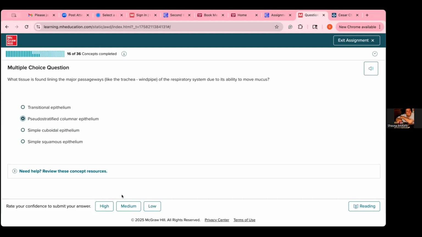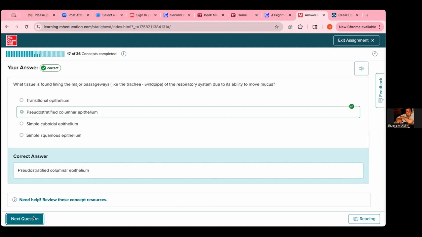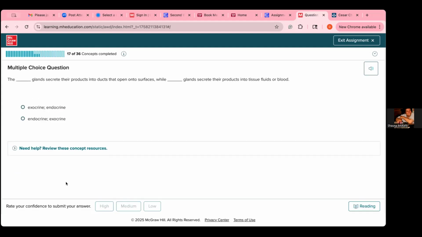Okay, let's see what else we have. Okay, cool. The blank glands secrete their products into ducts that open onto surfaces, while blank glands secrete their products into tissue fluids or blood. The blank glands secrete their products into ducts.